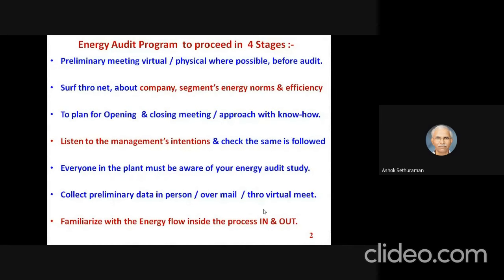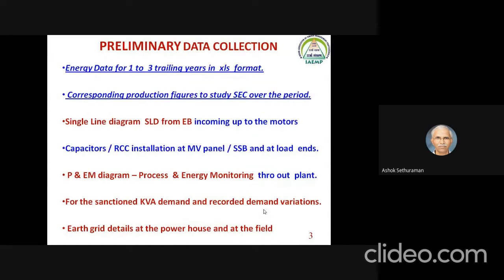So let us familiarize ourselves with the energy flow of the given company or industry and enter the industry. Then the preliminary data collection. I am just giving you the procedures. These procedures have a lot of technical inputs, and I will go into the fundamentals later in the session. So trailing 1 to 3 years of energy data, both electrical and thermal, then the corresponding figures of SEC, specific energy consumption, over the period. Apart from this, when we are in the industry, the single line diagram of the EB. I will start with the electricity and then go to the thermal, boiler and steam side.